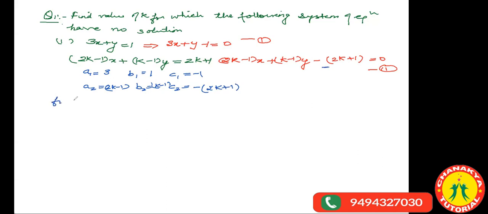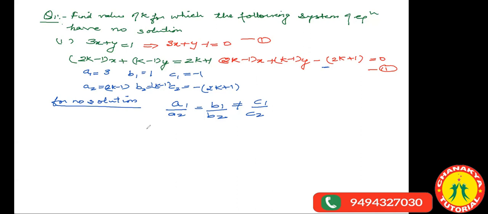So children, for no solution, what is your condition? That A1 upon A2 is equal to B1 upon B2, right? Is not equal to C1 upon C2. Am I clear? Yes, ma'am. So just put the values of A1, A2, B1, B2.